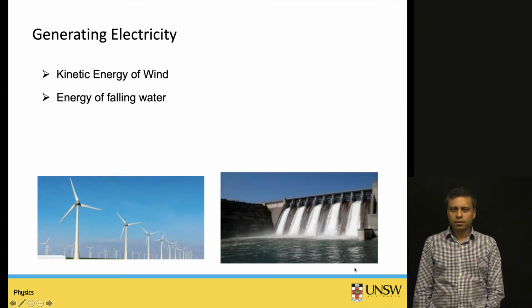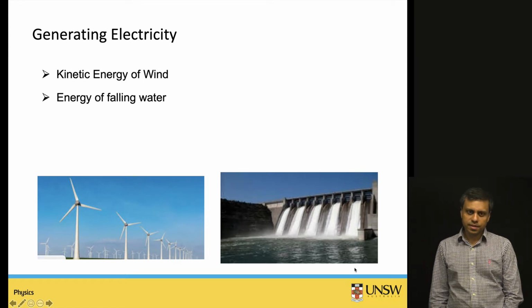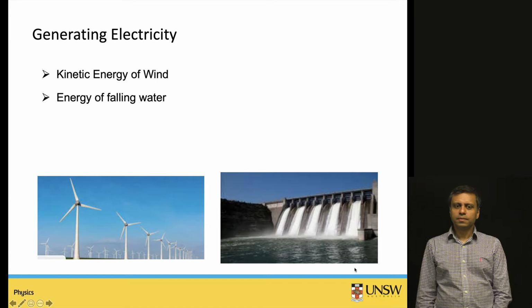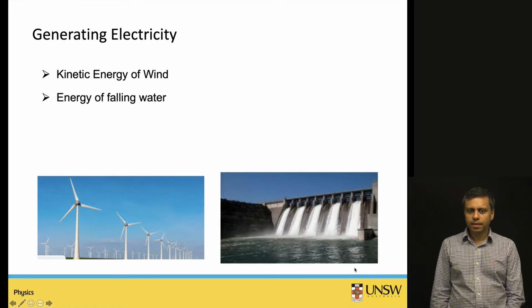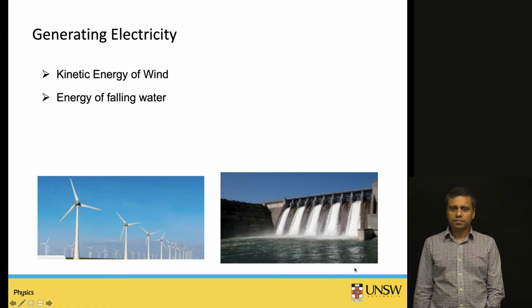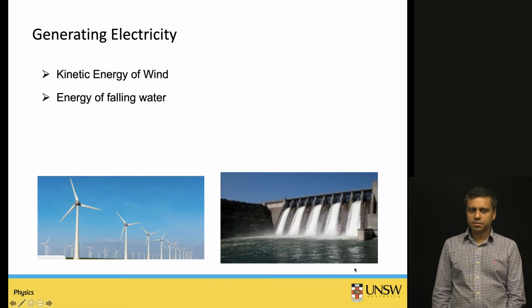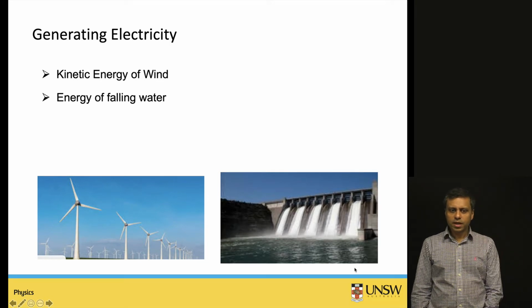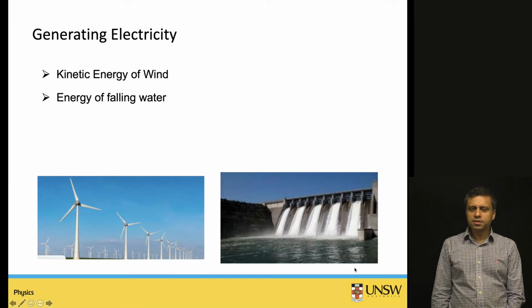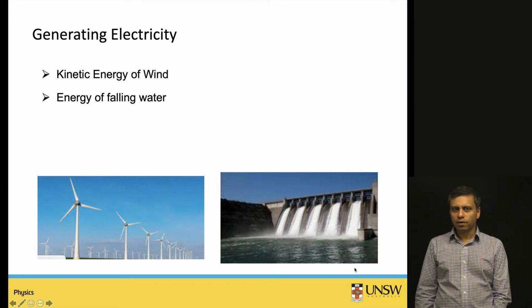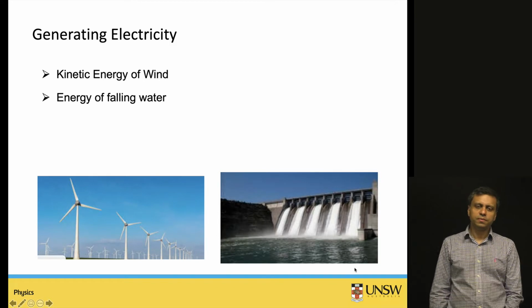Here's an example of energy conversion in the context of generating electricity. So you have heard about hydroelectricity and also wind energy, as used in the windmills. In the windmills, the kinetic energy of the wind is converted into electricity, and for hydroelectricity, the energy of falling water, as in waterfalls or dams, is converted into electricity.